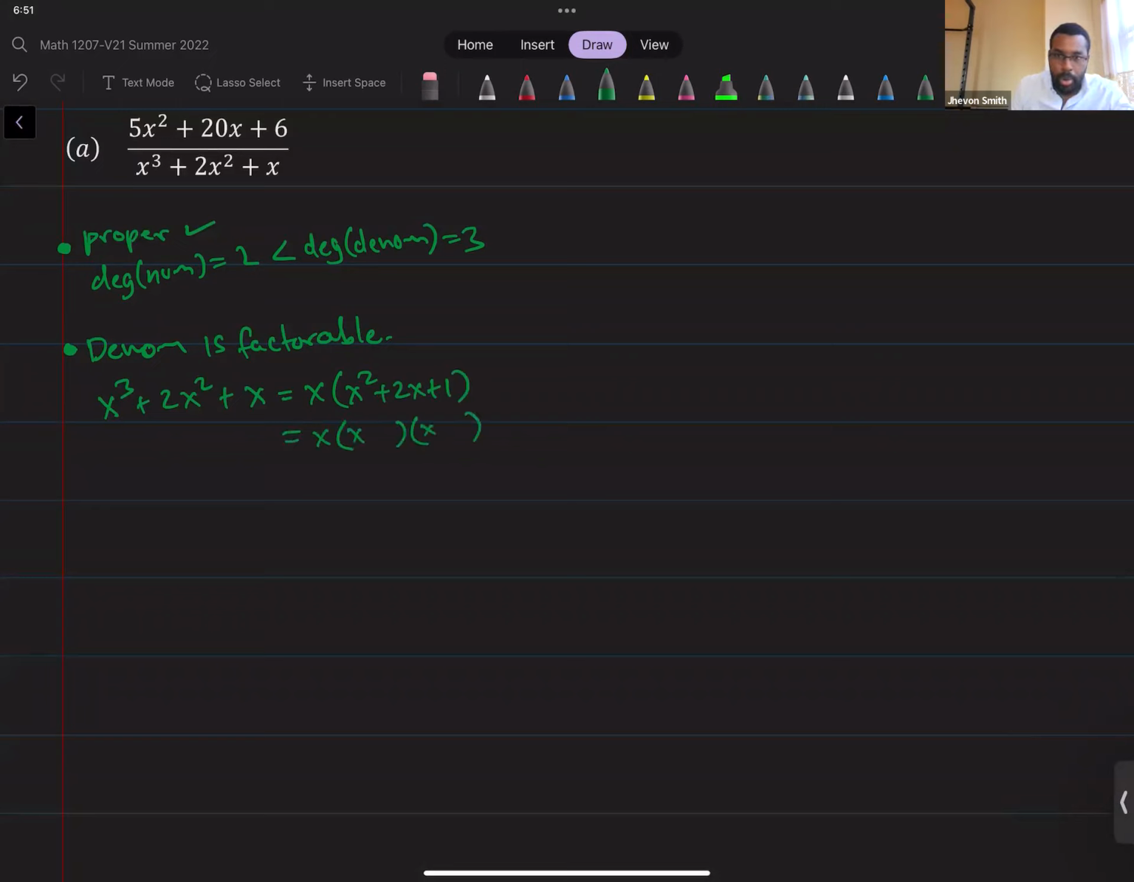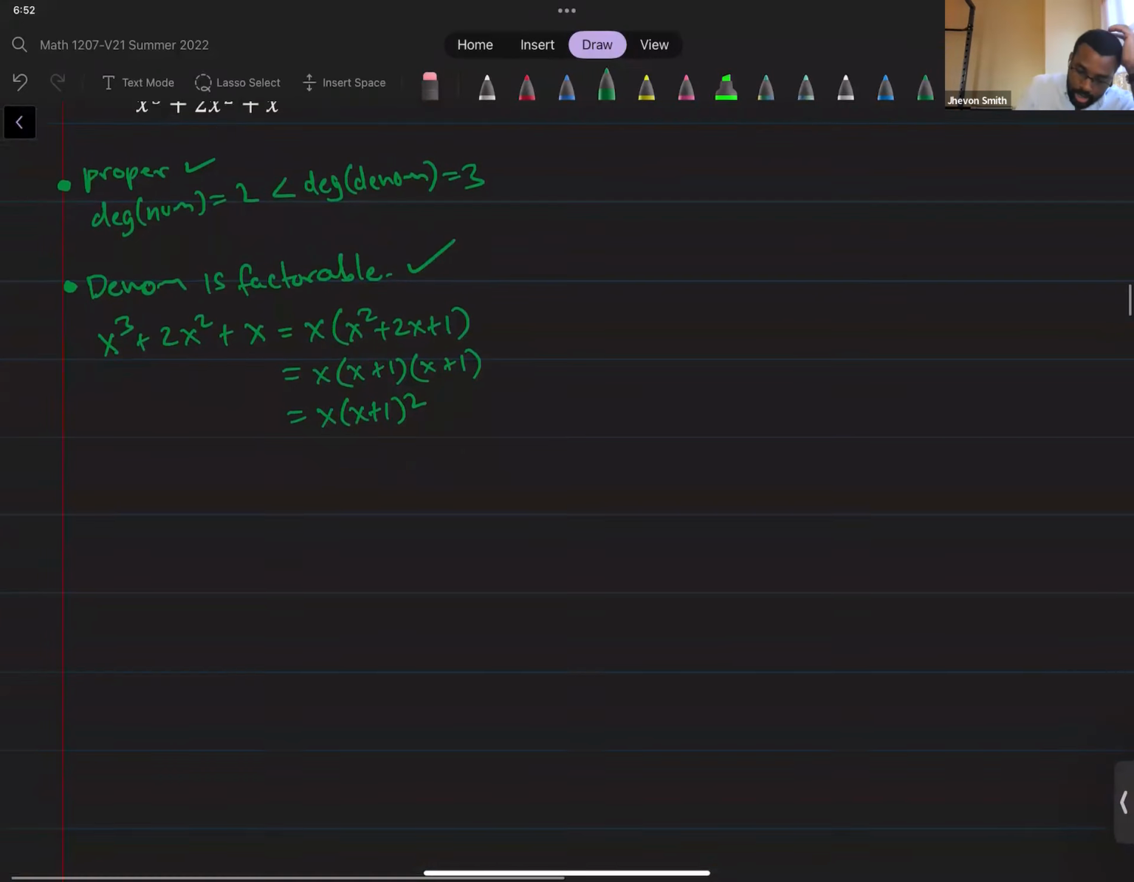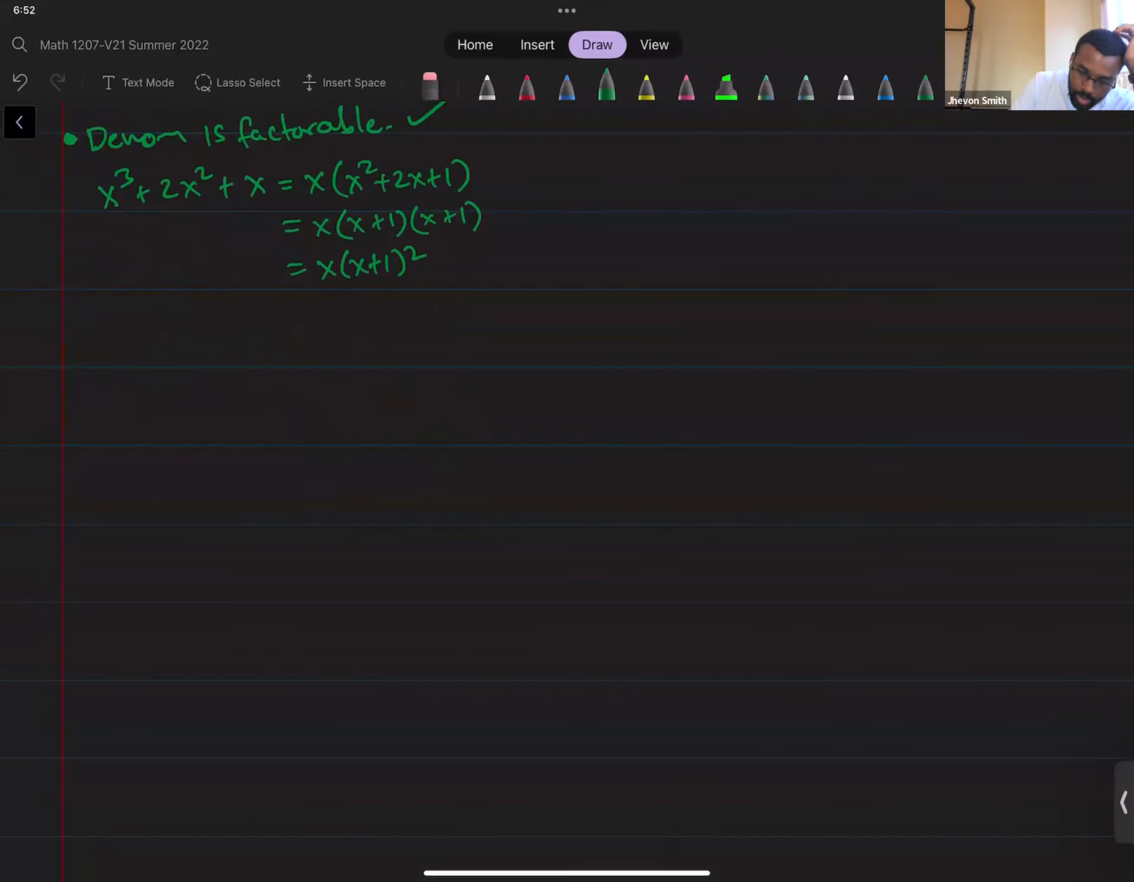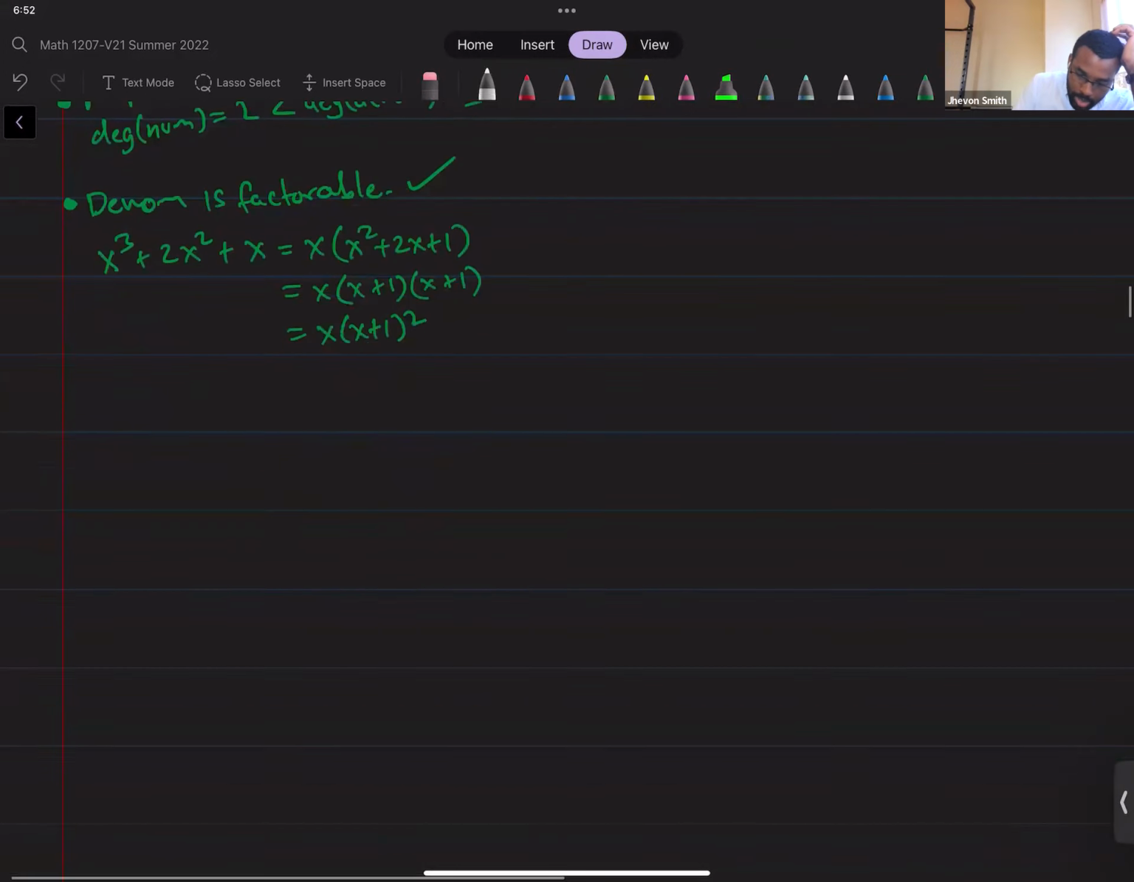Then two numbers that multiply to get plus 1 and add to get plus 2: plus 1 and plus 1 work. So you get x times (x plus 1) all squared. So yes, it's also factorable. This gives us the two things that we need for partial fractions to actually work. Now I know partial fractions is going to work, and we have a method to do that.